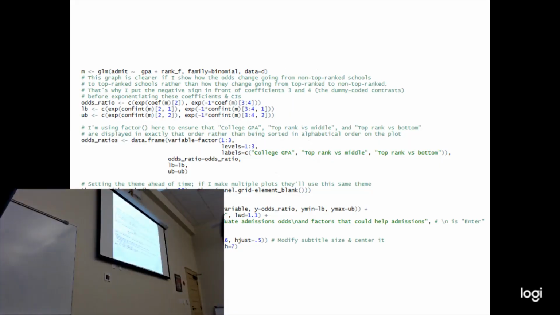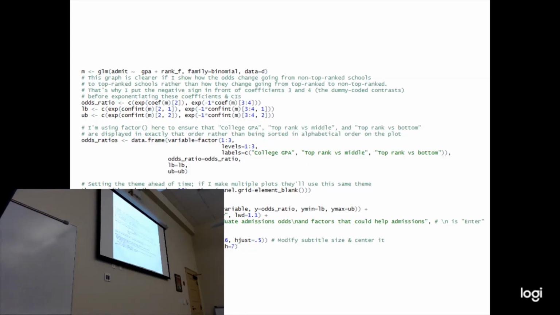So I mentioned how you're making choices when you're creating graphs, and one of the first things you have to do is decide what it is that you want to communicate. So I'm showing you another of those choices that you could make. For this graph, what I'm trying to show is how the odds ratios for GPA compare for top rank versus middle rank schools, and top rank versus low rank schools. So I want to show what those odds ratios look like. Maybe put 95% confidence intervals around them. This is a different choice.